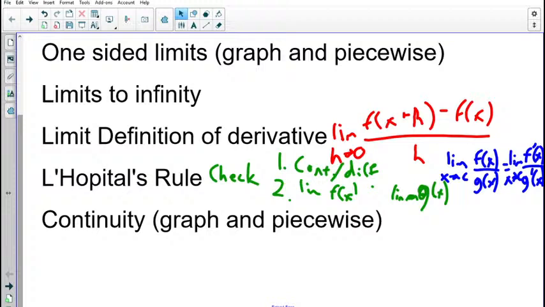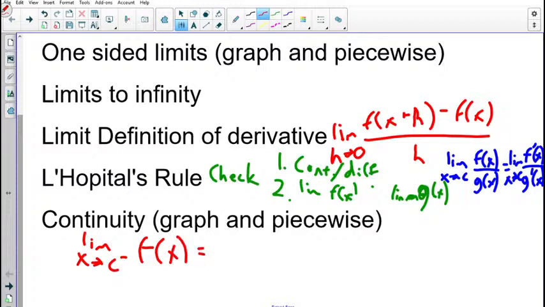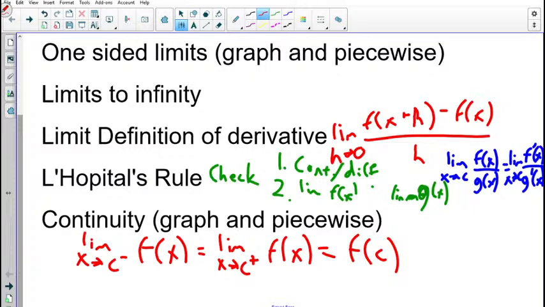And then continuity. For f to be continuous, basically continuous means connected. So the limit from the left equals the limit from the right equals the value of the function at that value. So you can have the limit exist, but have it still not be continuous if it has some kind of a jump like this. Still not continuous, but the limit exists.